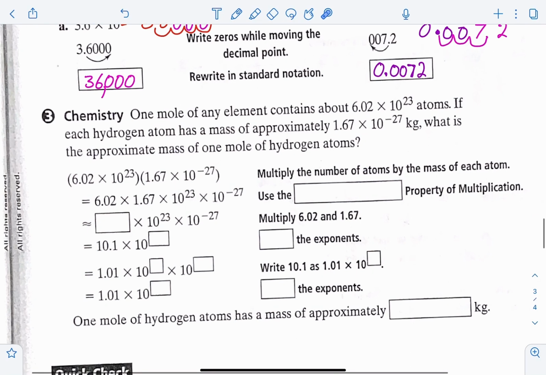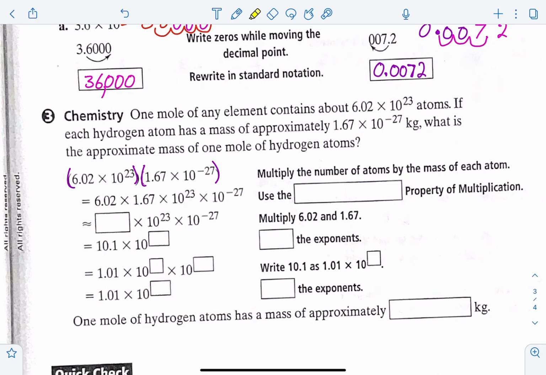So 1 mole of any element contains 6.02 times 10 to the 23rd atoms. If each hydrogen atom has a mass of approximately 1.67 times 10 to the -27 kilograms, what's the approximate mass of 1 mole of hydrogen atoms? So we're basically going to take those two big numbers in scientific notation and multiply them.